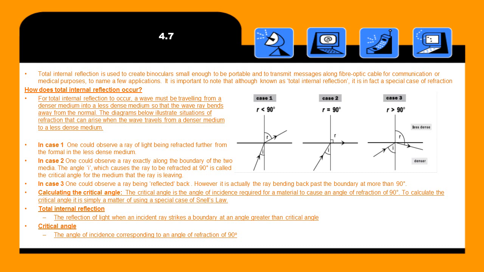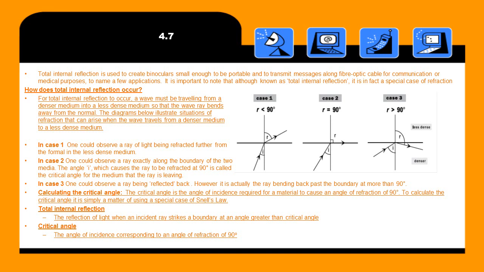So in case 3, you can observe the ray being reflected back. However, it is actually the ray bending back past the boundary at more than 90 degrees. So the critical angle is the angle of incidence required for a material to cause an angle of refraction of 90 degrees. To calculate the critical angle, it is simply a matter of using Snell's law.